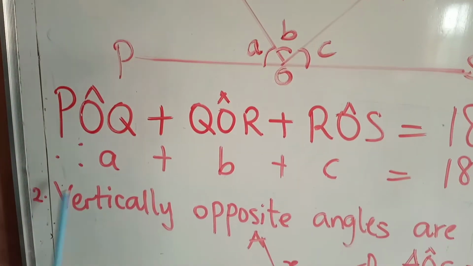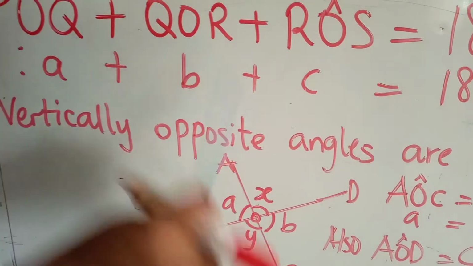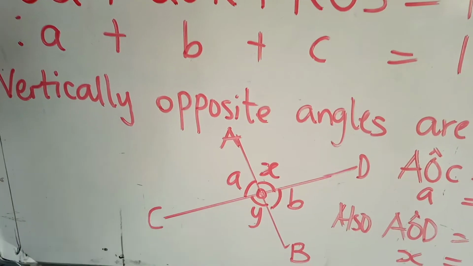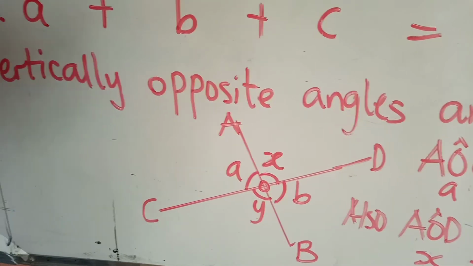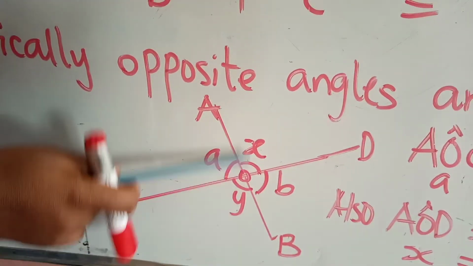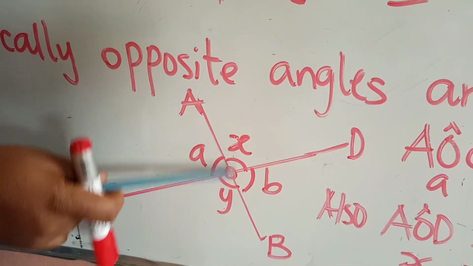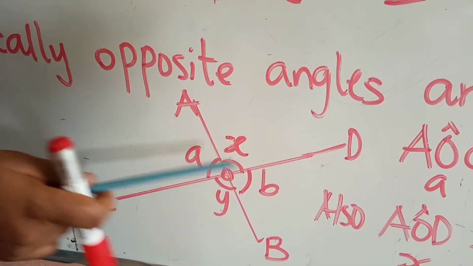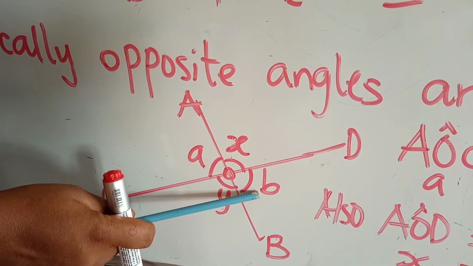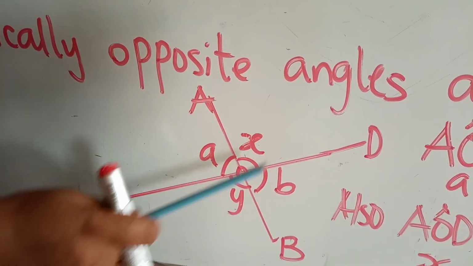We also have another one: vertically opposite angles are equal. When we talk about vertically opposite angles, looking at this, we have angle X, Y, A, and B. Now look at this angle. Both of them, you can see that they are facing each other. That means they are opposite angles. Whenever you see angles facing each other, we call them opposite angles. Look at this other one, A, B. You can see that angle A is also facing angle B. And you all know that whenever you see angles like this, they are always equal.